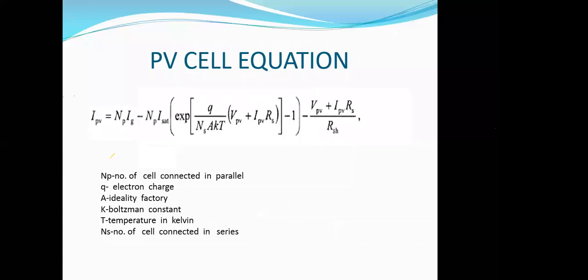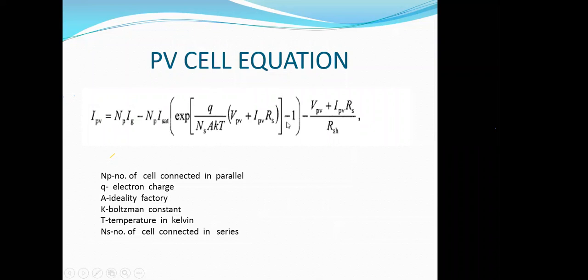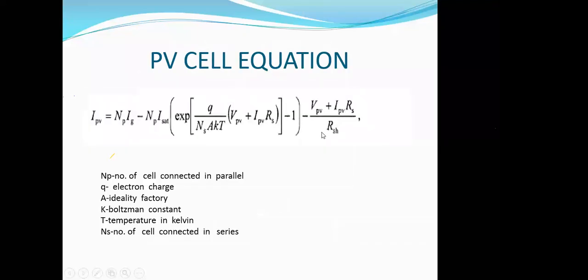See, IPV which we are getting is IG into NP. I will tell you about NP. Then this is the ID current, the diode current. The diode current equation is this. This is multiplied again by NP, and this is the ISH. ISH is the voltage across this RSH divided by RSH. So if we apply KVL over here, we'll get this VPV divided by RSH.